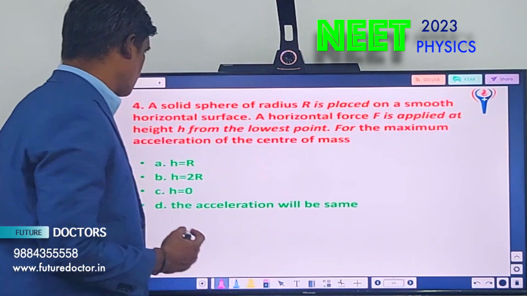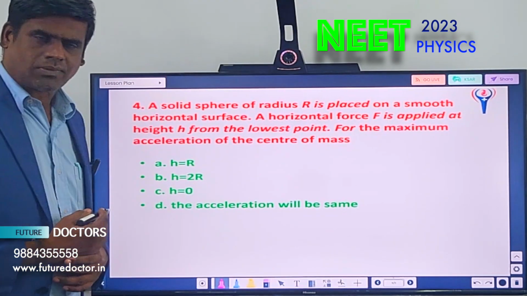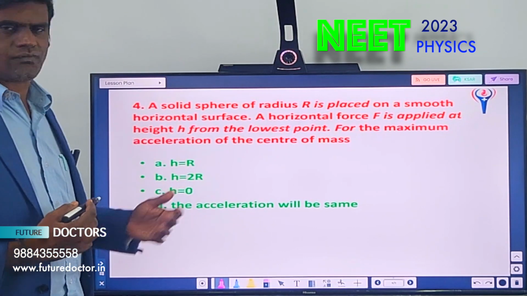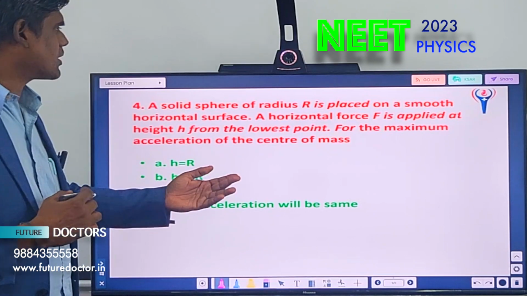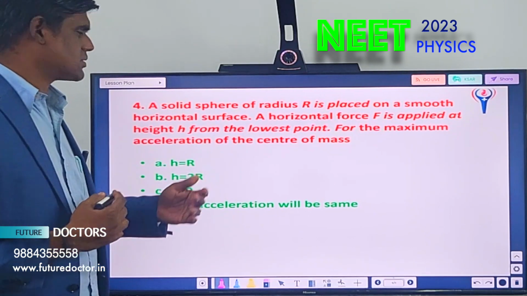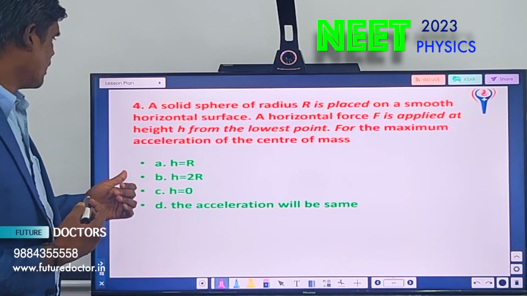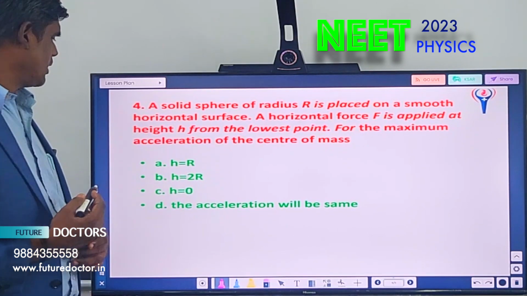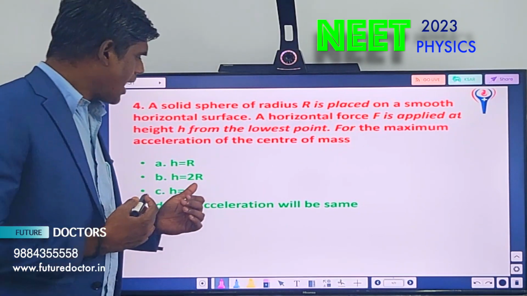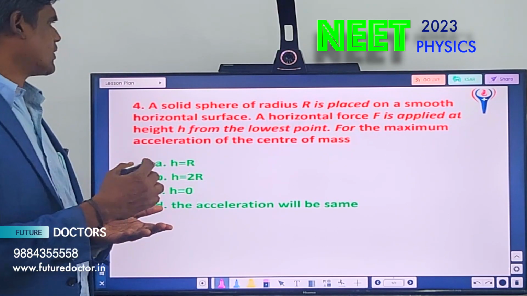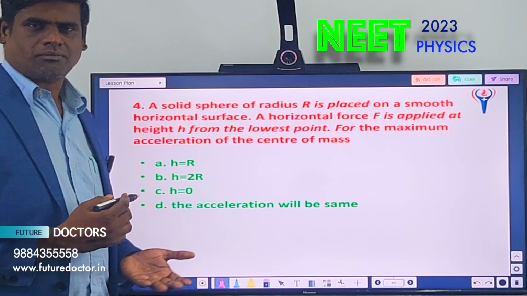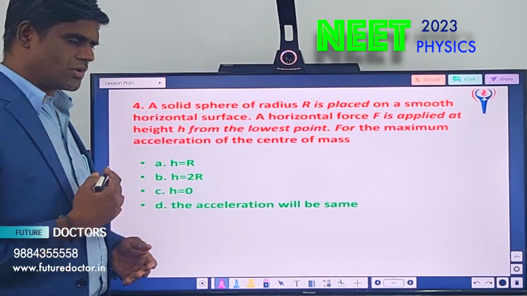Let's move to question number 4. A solid sphere of radius capital R is placed on a smooth horizontal surface. A horizontal force F is applied at height h from the lowest point. For the maximum acceleration of center of mass, h is dash. A, h equal to R, B, h equal to 2R, C, h equal to 0, D, acceleration will be same. Here you should know the formula for a horizontal surface, that is, force applied at that height. By knowing the relationship, you can find the solution for this question.